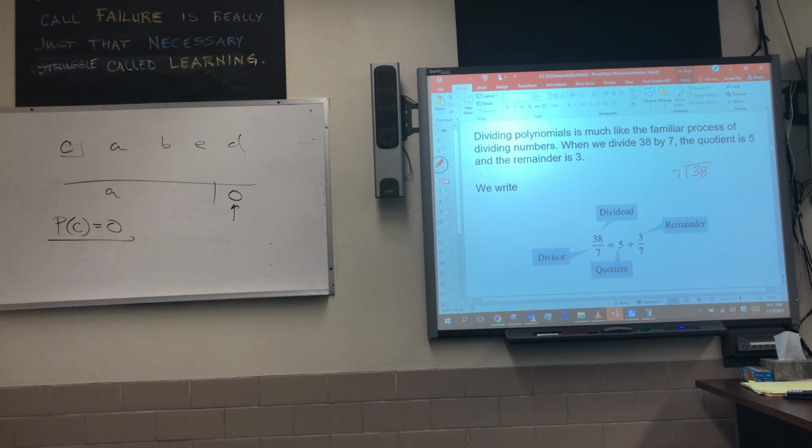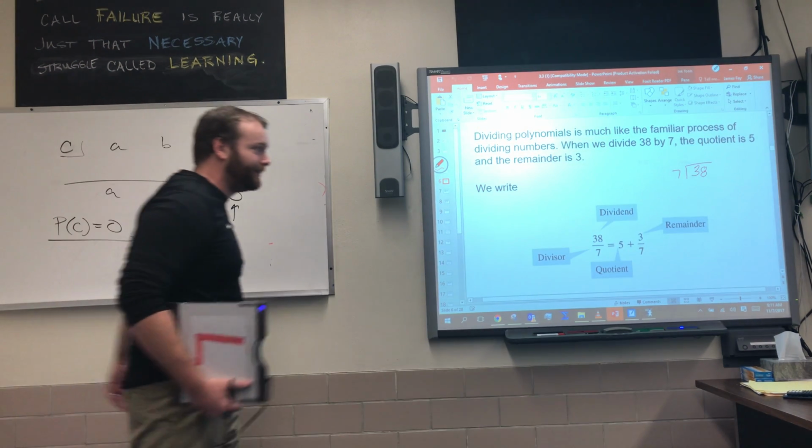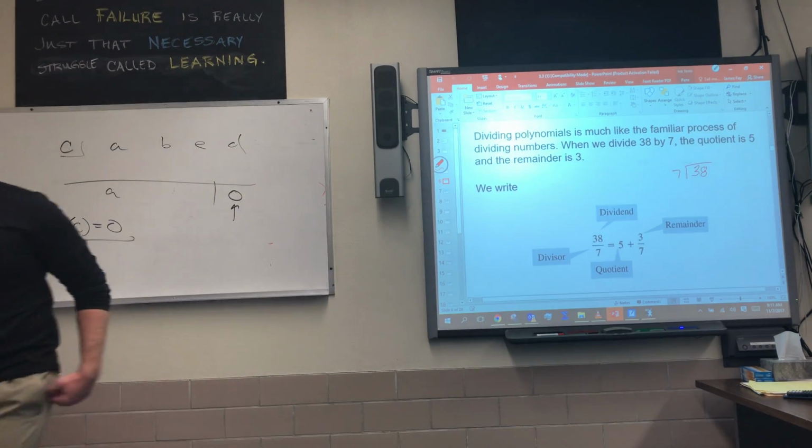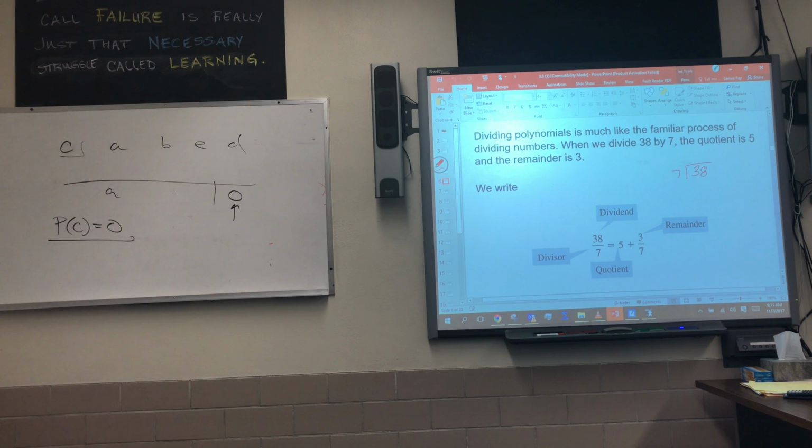And as you get answers, the 38, we call that the what? Dividend. The thing that is doing the division, the thing that we're seeing how many times it goes into the dividend, that's called the divisor, right? The amount of times that it goes in is referred to as the quotient. So the 5 there is the quotient. And whatever's left over, you guys know as the remainder, right? So those are terms that we're going to use.